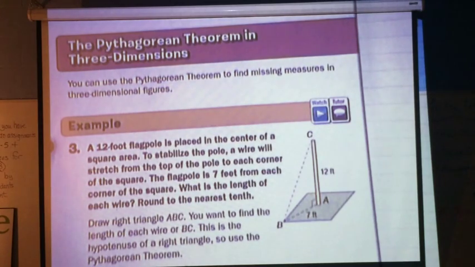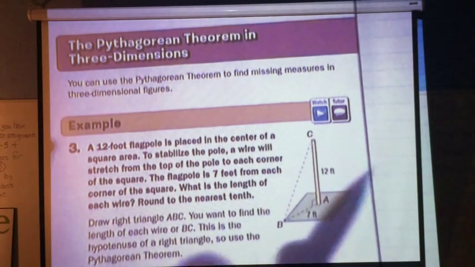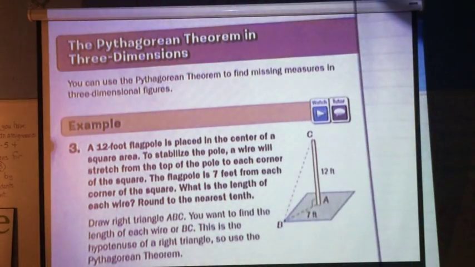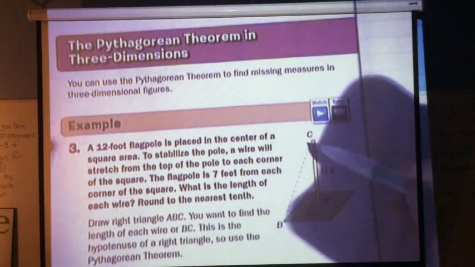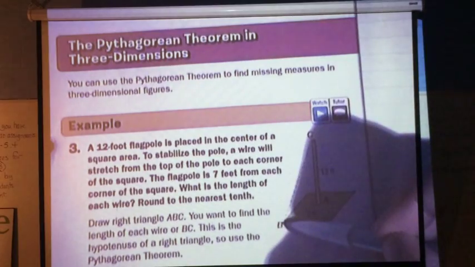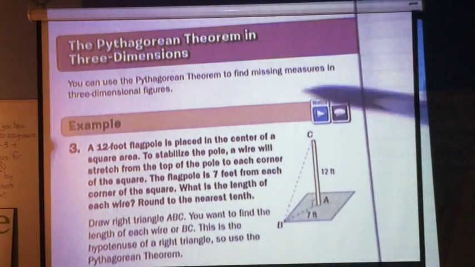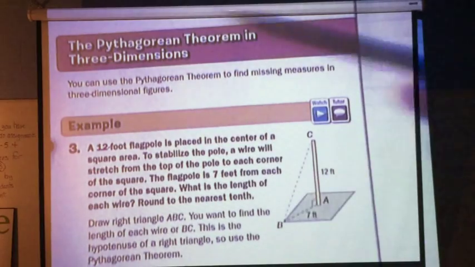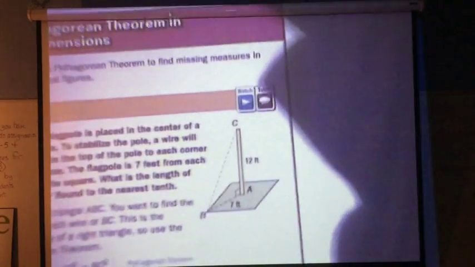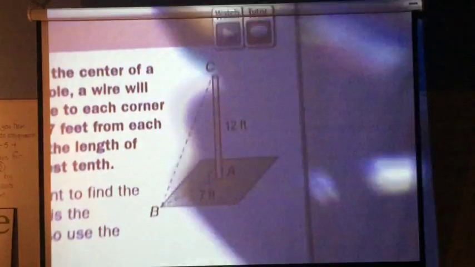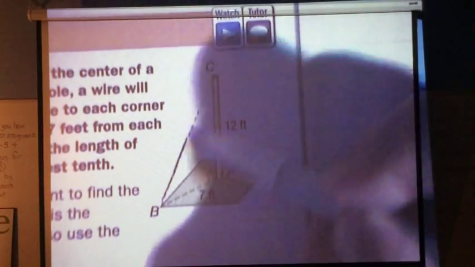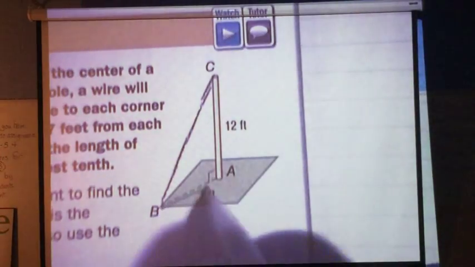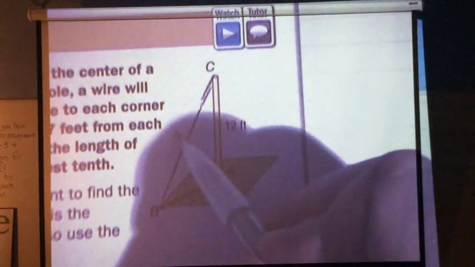Here we have a 12-foot flagpole. The flagpole is placed in the center of a square area. To stabilize the pole, they're going to put a wire that stretches from the top to the ground. The question is, what is the length of the wire? Okay, so let's take a look at this diagram a little bit more. Notice the right triangle that is formed. This will be our hypotenuse.